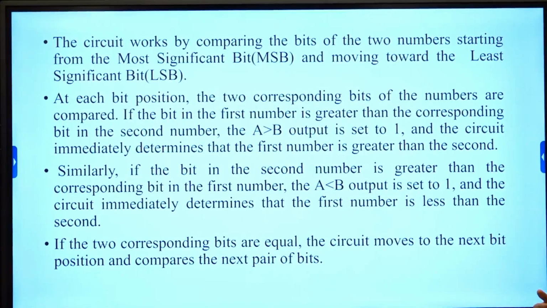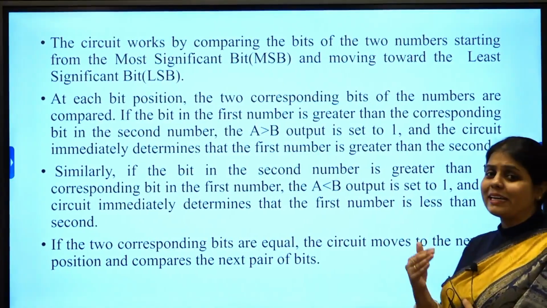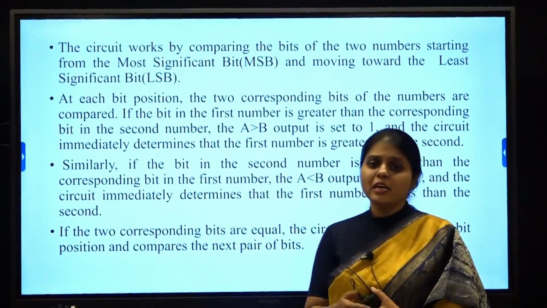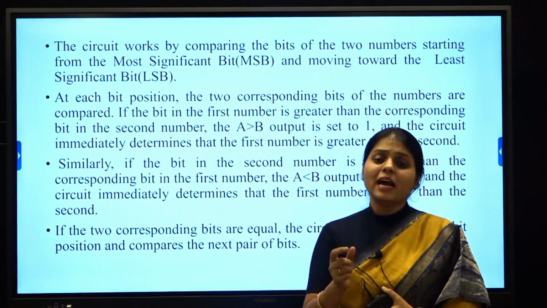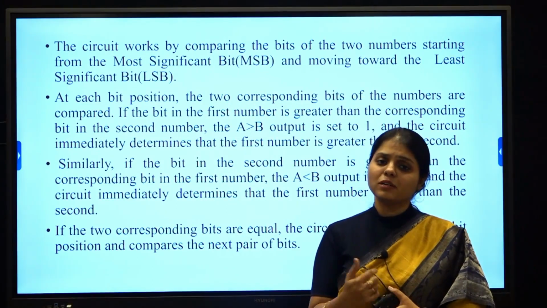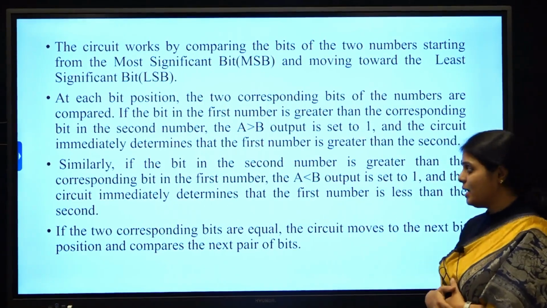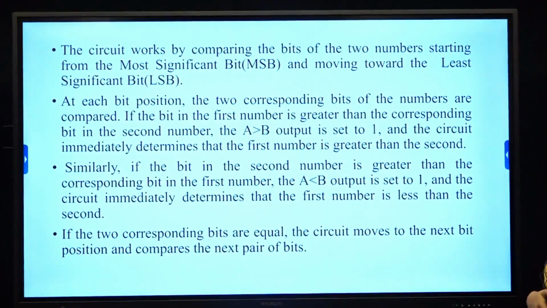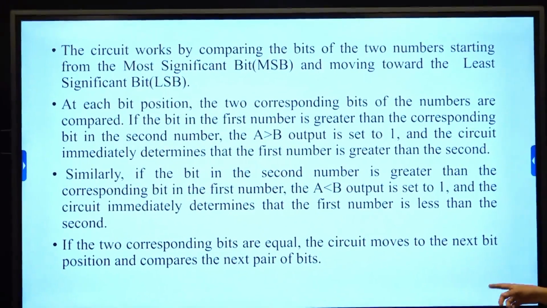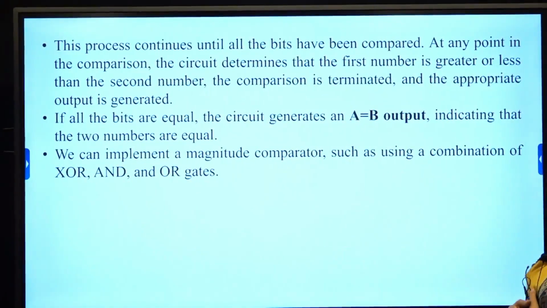If the bit in the first number is greater than the second number, the A greater than B output will be activated. If both bits are equal, the A equal to B output will be activated, and if the first number is less than the second number, the third option, A less than B, will be activated. Once the first bit is done, the same thing is repeated for the second bit until all the bits in the given input are covered. So this is all about your magnitude comparator.